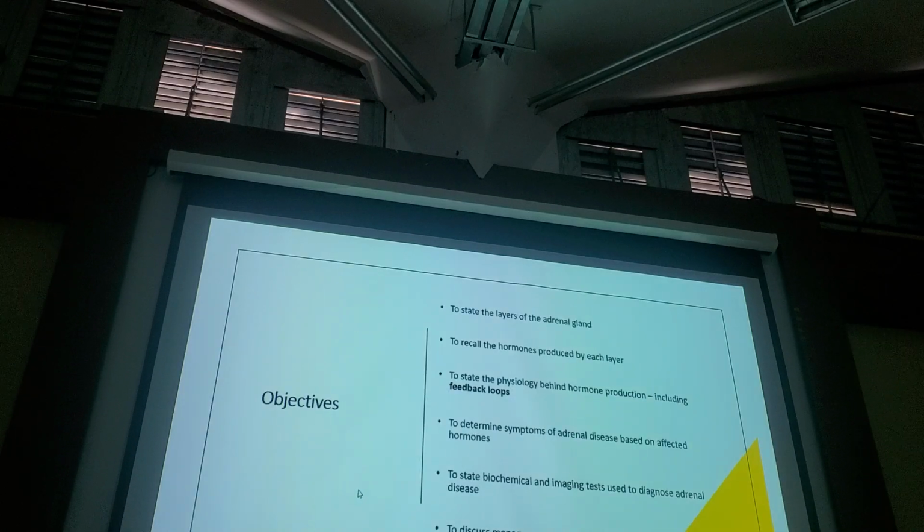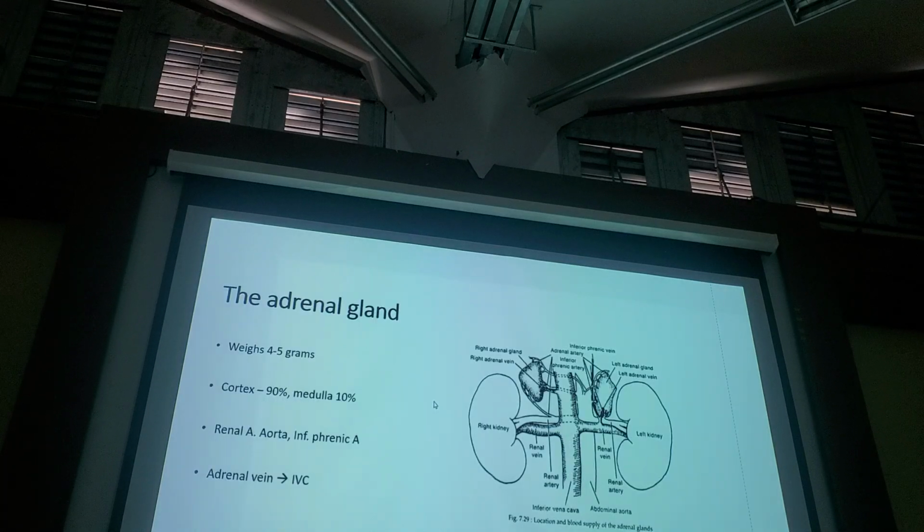These are the objectives. We're looking to state the anatomy of the adrenal glands, recall the hormones produced by them, state the physiology behind the production, including the feedback loops, which we introduced last week, though that had to do with not just the adrenals but other endocrine organs. Determine the symptoms of adrenal disease based on the hormones that are either in excess or deficit. State the biochemical and imaging tests that we use to diagnose. And lastly, we look at management, okay, of the common diseases. So we're going to try to be as basic as possible. And this will substitute for your anatomy class.